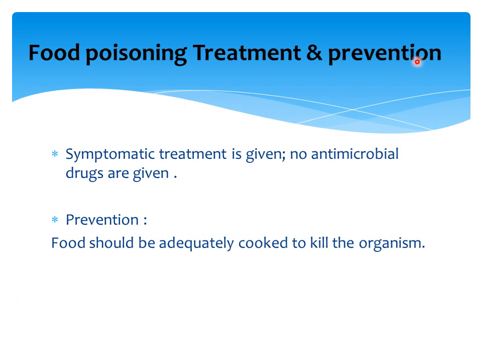Food poisoning treatment and prevention. Here we have symptomatic treatment. I have to treat only the diarrhea and vomiting. This is done by fluid replacement. So there is no antibiotic given for food poisoning, only symptomatic treatment. I only treat the diarrhea and the vomiting. For prevention of food poisoning, food should be adequately cooked to kill the organism.